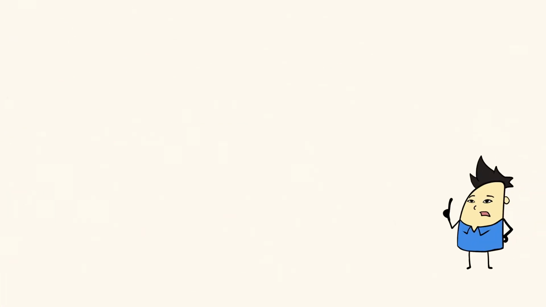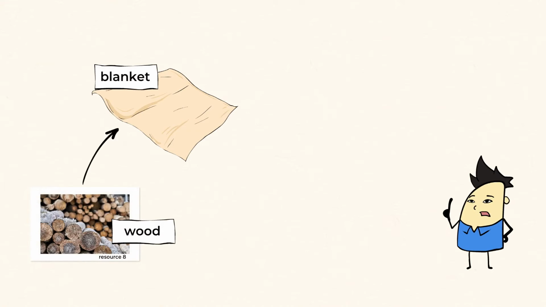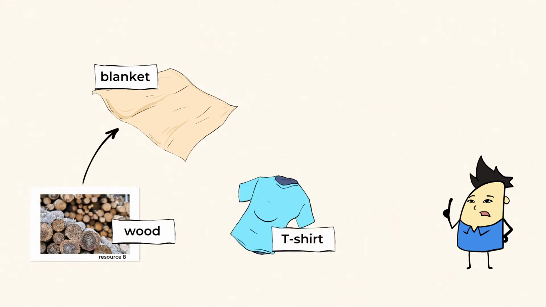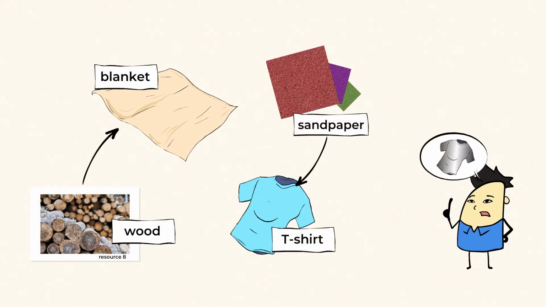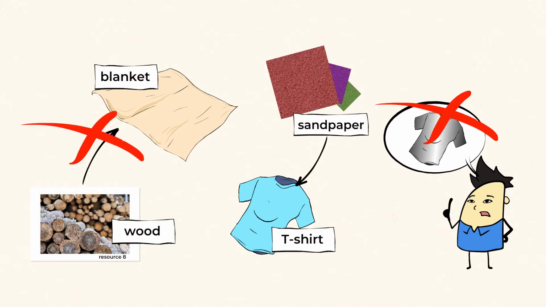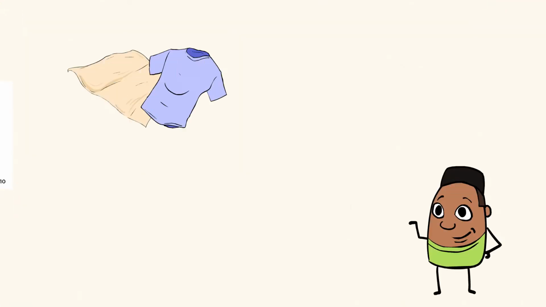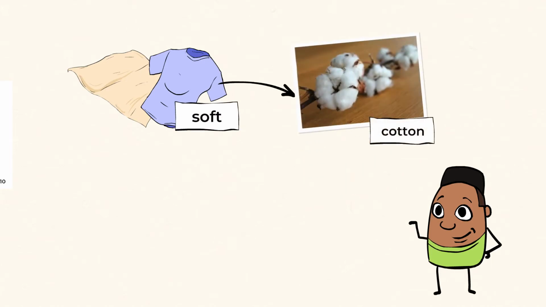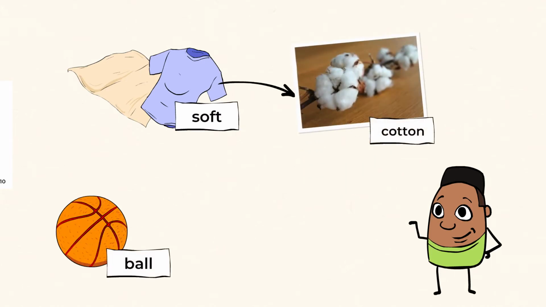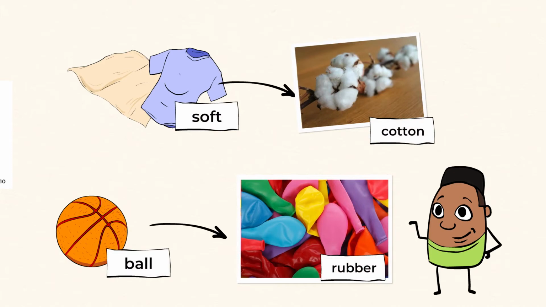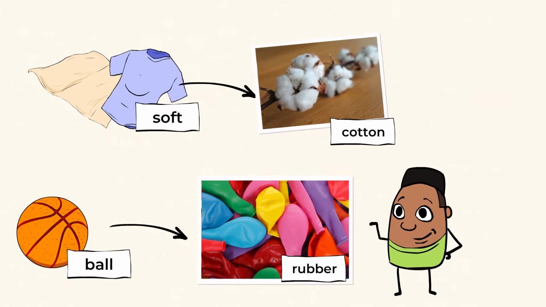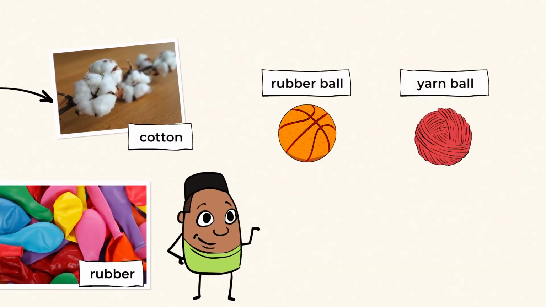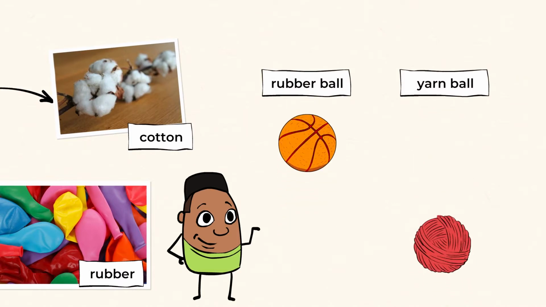But it would be rather odd to have a blanket made of wood or cement, right? Or a t-shirt made of sandpaper or iron. That'd be pretty silly. Blankets or clothes need to be soft, and that's why they're made of cotton or wool fabrics. Balls, for example, are better with a harder surface, such as rubber, rather than a soft one. Imagine if you had a basketball that was made of yarn. Wouldn't bounce so well, would it, when we were playing basketball?